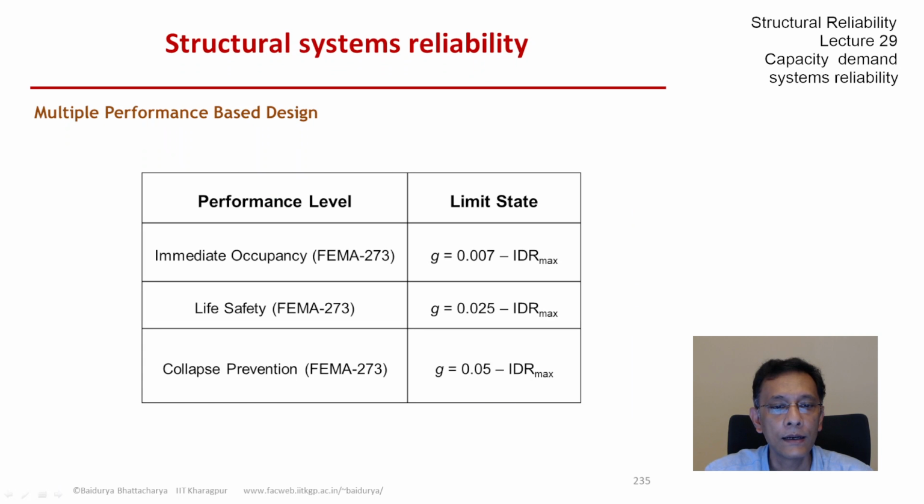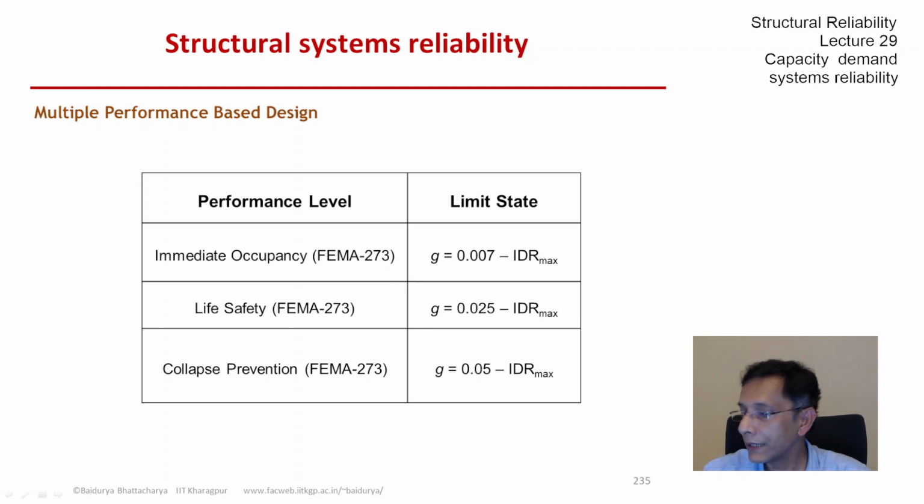We can look again at FEMA 273. There is another example. There are 3 levels now instead of 2: immediate occupancy, life safety, and collapse prevention. Each of them has different limits for the maximum inter-story drift ratio, IDR, and you see how they increase with more intense and more severe limit states, from 0.007 to 0.025 to 0.05.